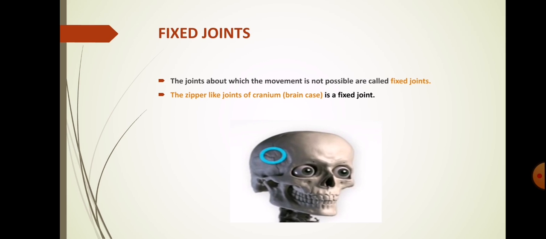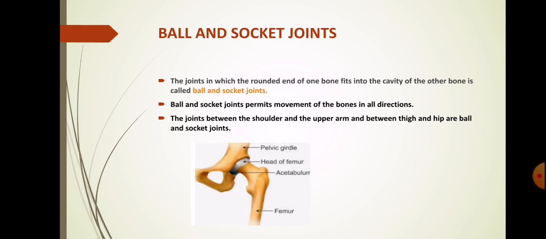Now next we are going to talk about movable joints, which allow the bones to move. If you talk about movable joints, there are freely movable joints and partly movable joints. The first one is the ball and socket joint. In this joint, a rounded end of one bone fits into the cavity of the other bone, and that is called a ball and socket joint.